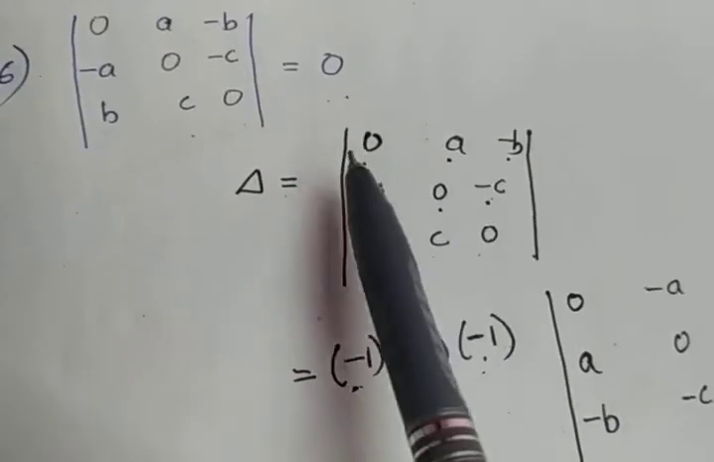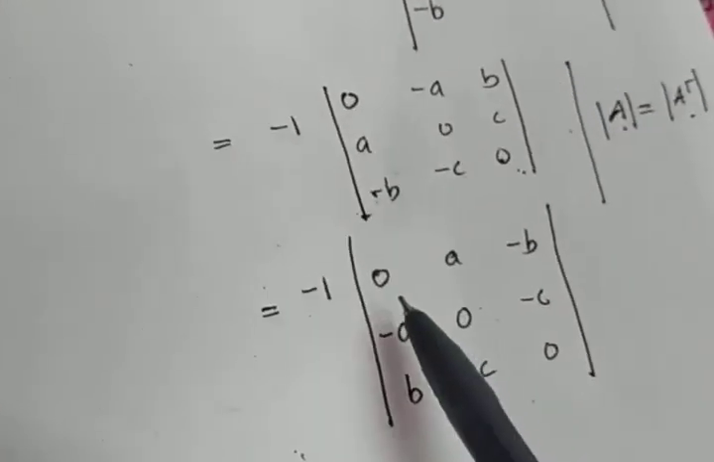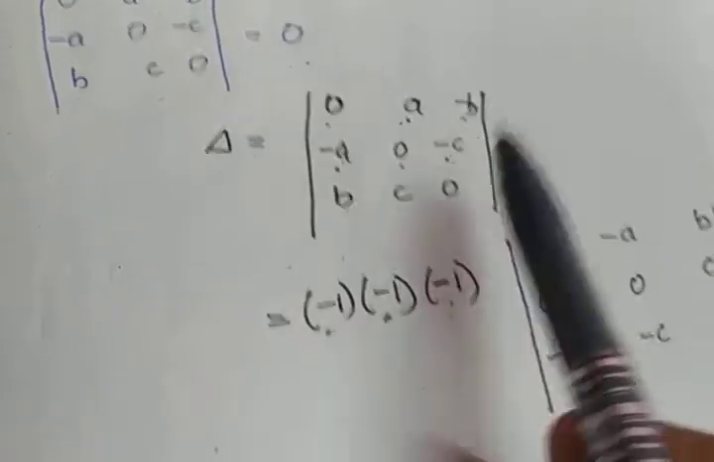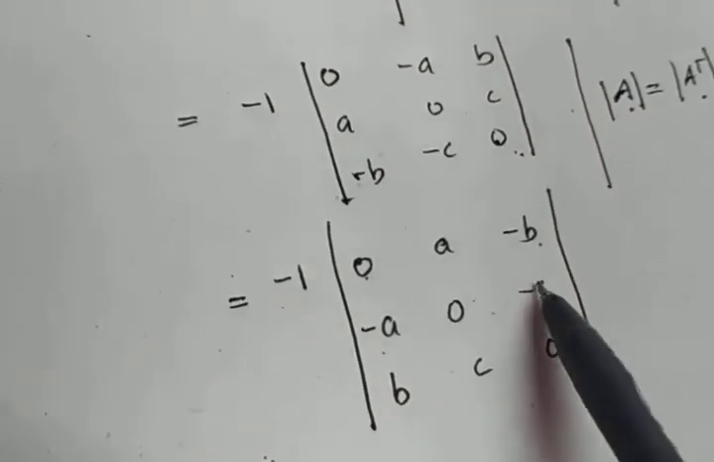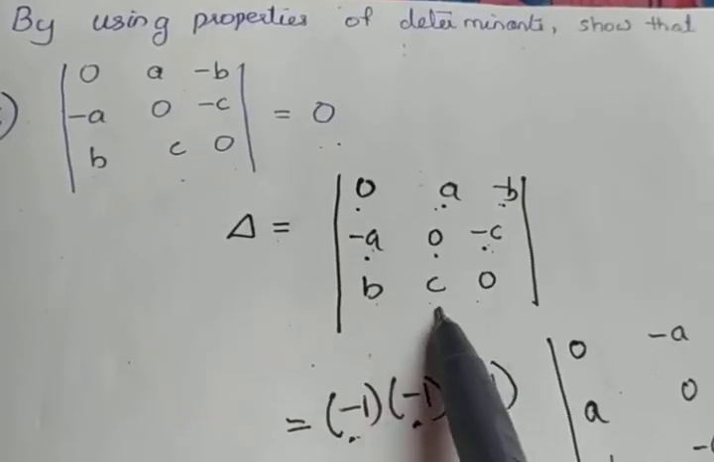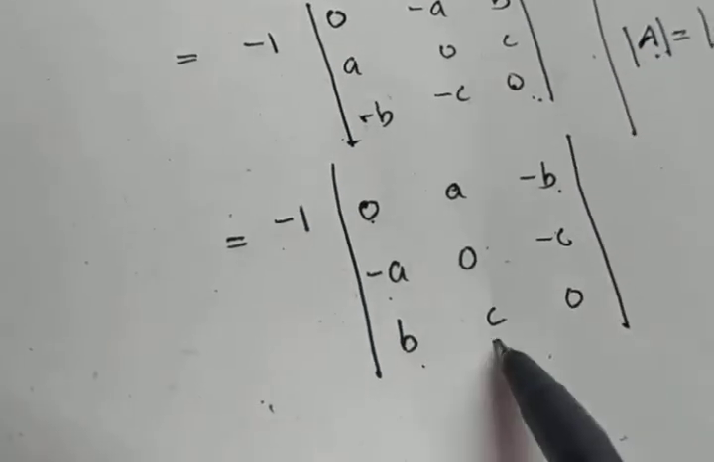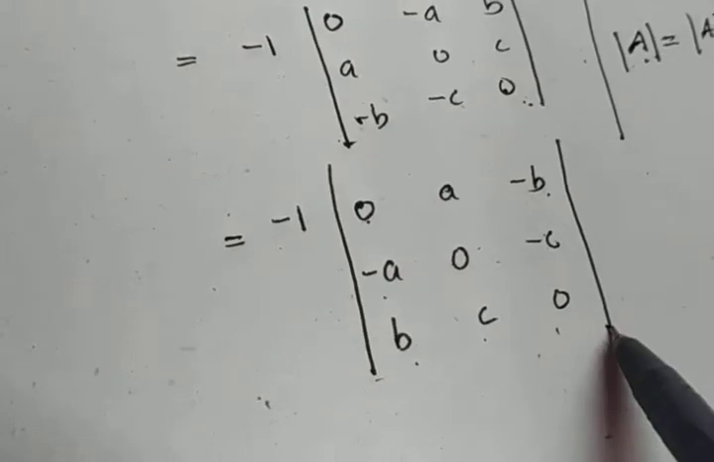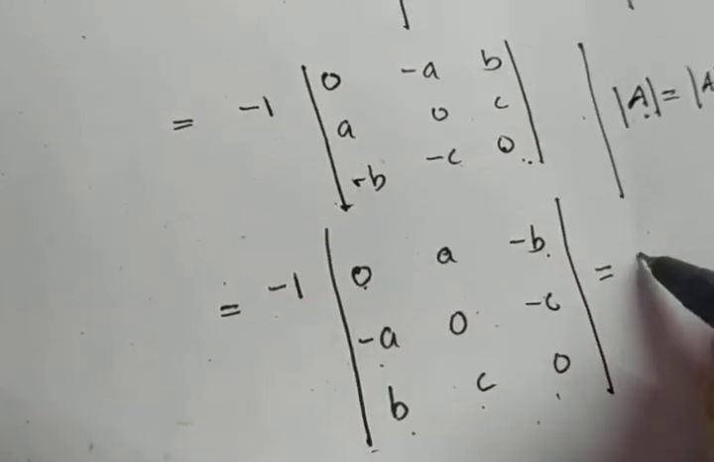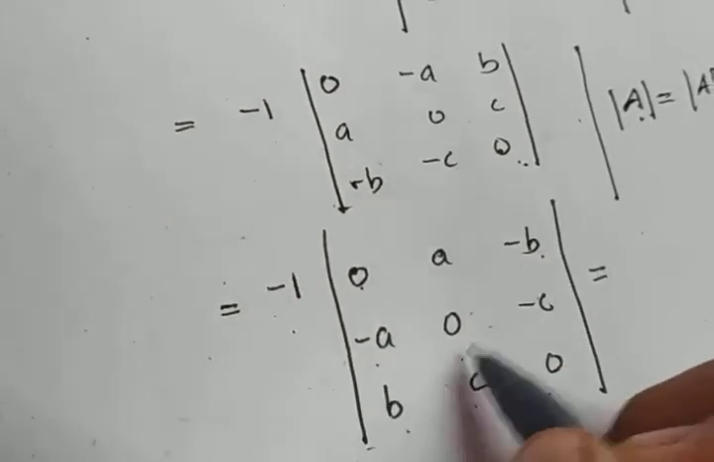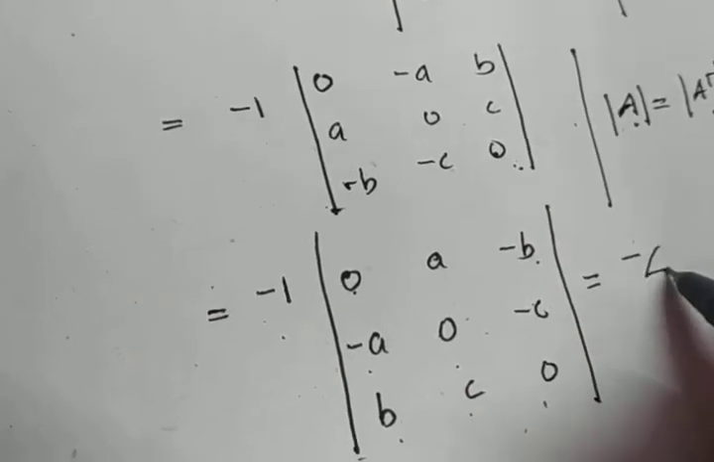Okay, again look at what delta is. Delta is 0, a, minus b. That is the same as 0, a, minus b. Then the second row, minus a, 0, minus c. Here also minus a, 0, minus c. The third row is b, c, 0, the same as b, c, 0. So instead of this determinant value, I can give delta. So minus into this value will be minus delta.